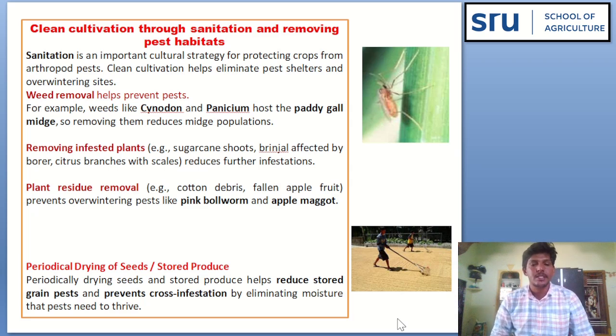Periodical drying of seeds or stored produce. Periodical drying of seeds or stored produce eliminates moisture and helps in reducing stored grain pests and prevents their cross infestation.